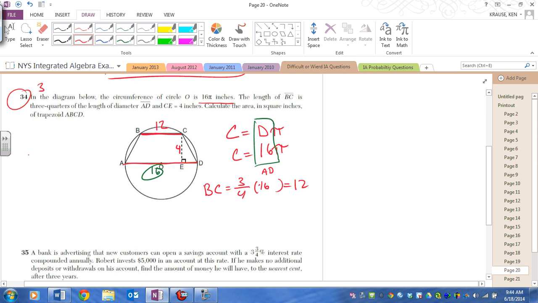Calculate the area in square inches. Now, the area of the trapezoid is actually on your formula sheet, and that's 1/2 the height, base 1 plus base 2. So I do 1/2 the 4, and then 16 plus 12. So that's 2 times 28, or the area is equal to 56.